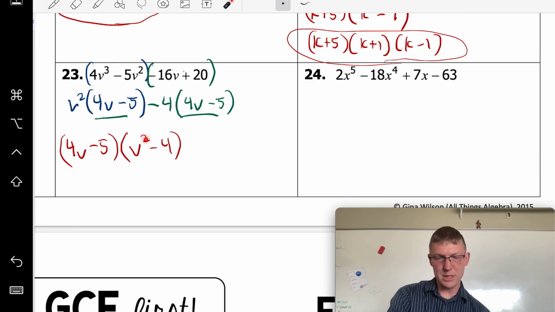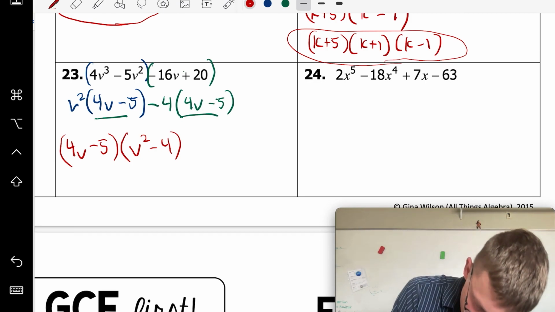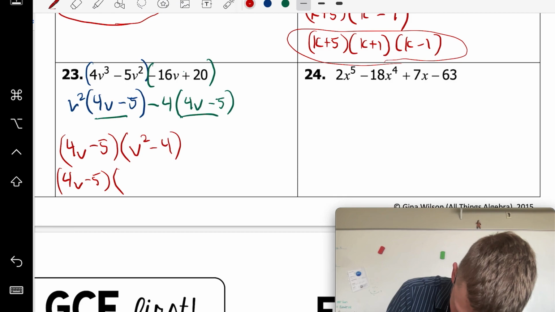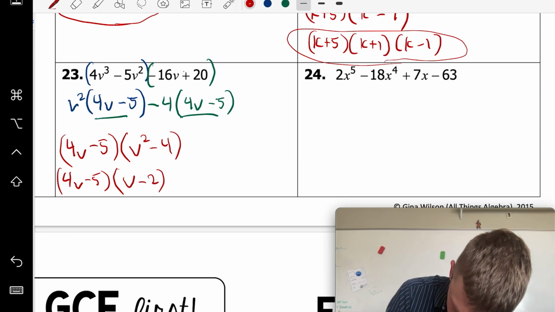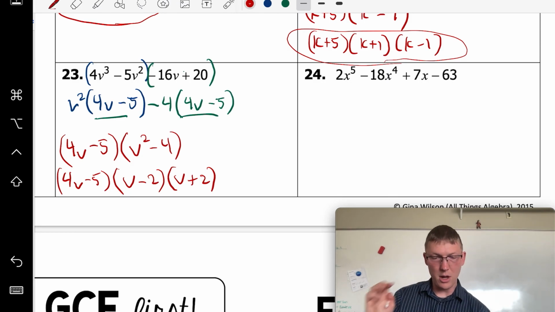Which, oh no, there's a squared left over. This is a difference of squares. So let's finish it up. 4v minus 5, v minus 2, v plus 2. And there you go, fully factored.